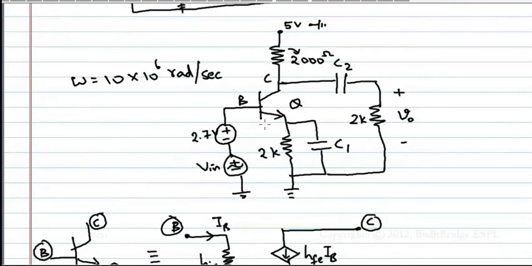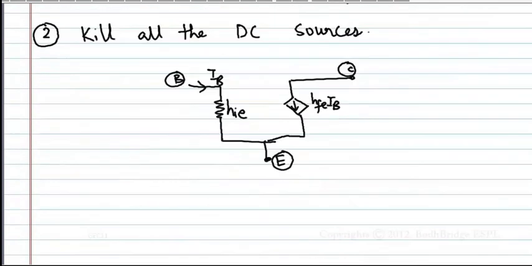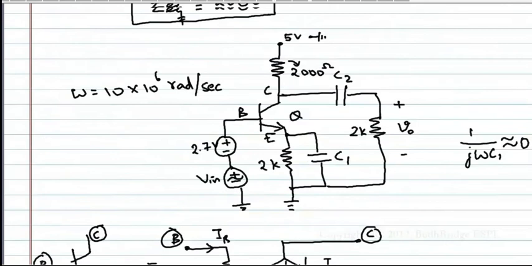Base, collector, emitter. From the emitter we are getting a 2 kilo ohm and a capacitor. At this frequency the capacitor is what? Short. So we need not draw this part. This is short means all the voltage goes to 0. Why is C1 short? Because 1 by j omega C1, at this frequency C1 is very large, such that this is approximately 0. Therefore 0 ohm parallel to 2 kilo ohm is 0 ohm only. Therefore the emitter is directly grounded. Fine, you understood.